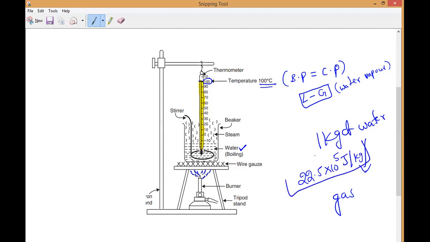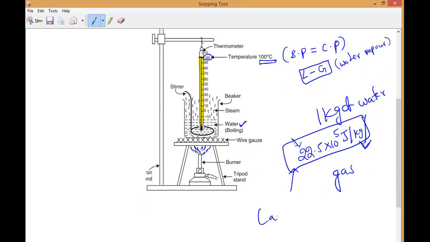This much energy is needed to convert liquid water into the gaseous state. Understand, everyone? Till the complete water is converted into the gaseous state, we will never observe a rise in temperature. So what is this value called? It is the latent heat of vaporization of water.